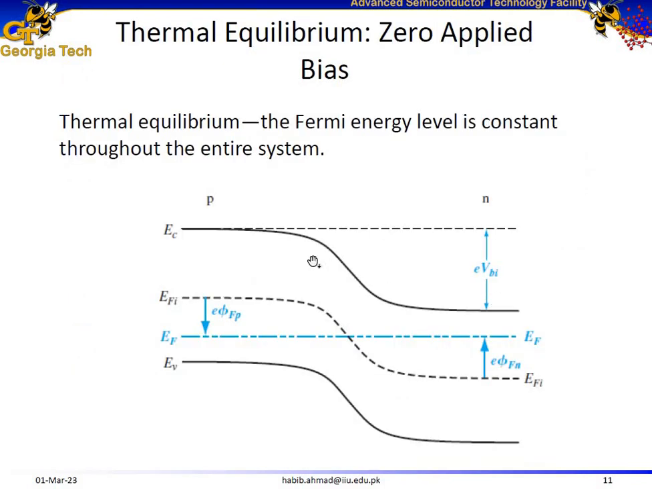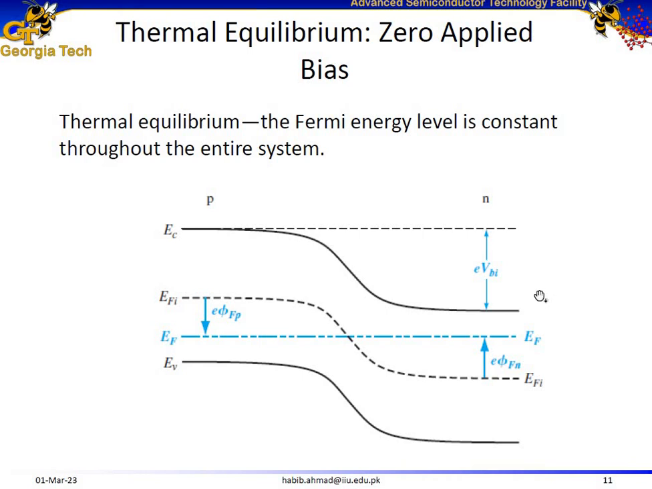So once again we have the same energy band diagram under thermal equilibrium, which means zero applied bias. You can see we have a constant Fermi level throughout the semiconductor. The intrinsic Fermi level stays in the middle of the energy band gap. We have the conduction band and we have the valence band.